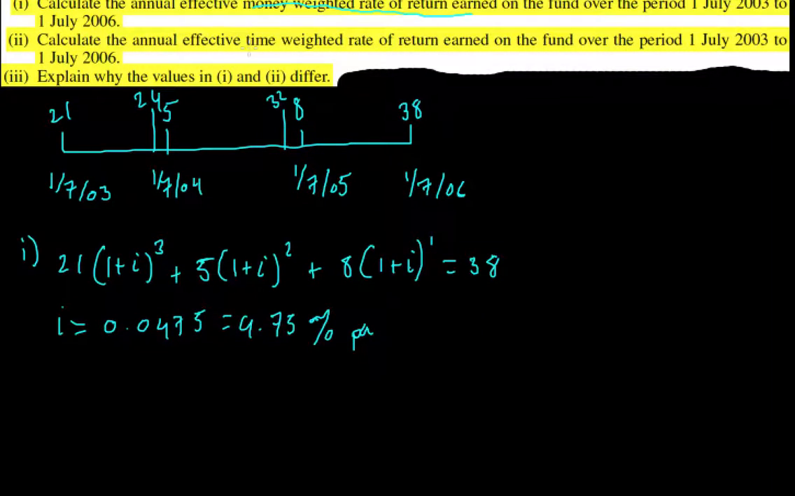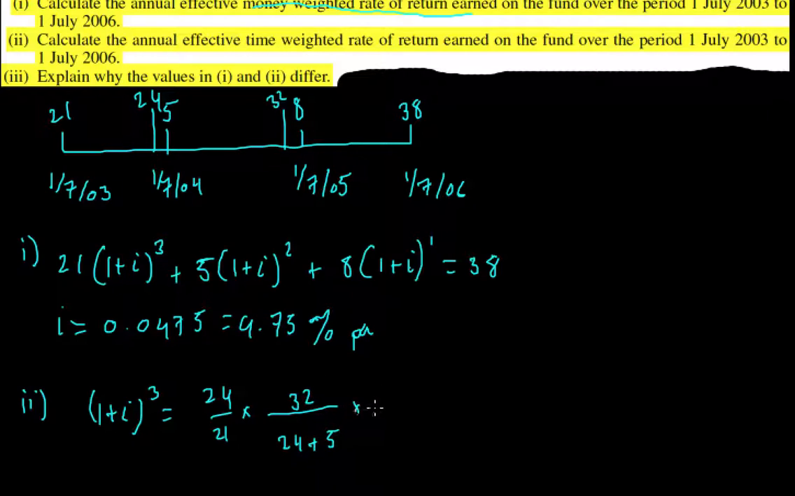Then it wants us to work out what is the time weighted rate of return between that period, the annual effective one. So all we have to do over here is we start off with 1 plus i, we don't know what it is, and it's going over 3 years, and that equals 2. So this is actually more fun than doing the money weighted rate of return. We have 21 and we end up with 24. So we got some factor return there, and then we have 24, we add on 5, and then we end up with 32. And then same thing, we have 32, we add 8, and then we end up with 38.